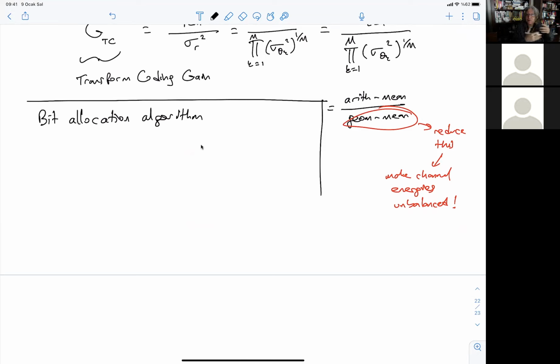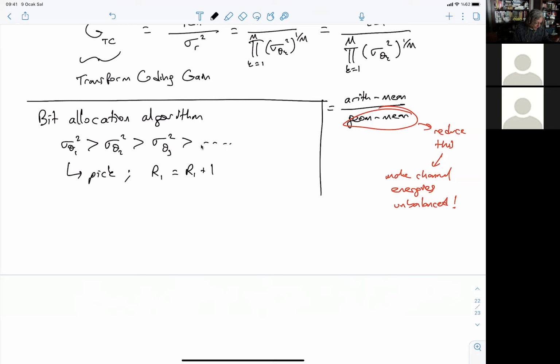I'm not going to write it in the form of a stepwise program, but what we will do is we will sort the energies first of the channels. Okay, we will sort them out, and then we will pick the largest one and increase its bit allocation by 1. For example, R1 is assigned to R1 plus 1 at each iteration step.